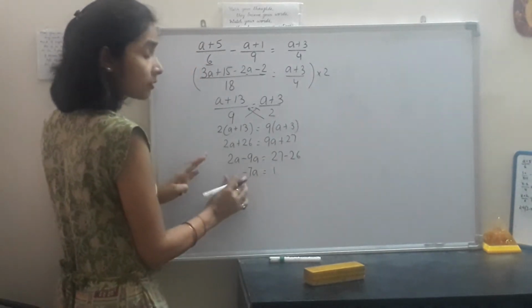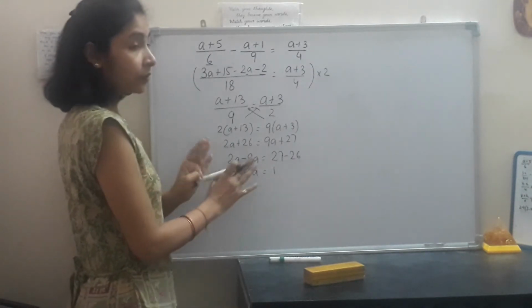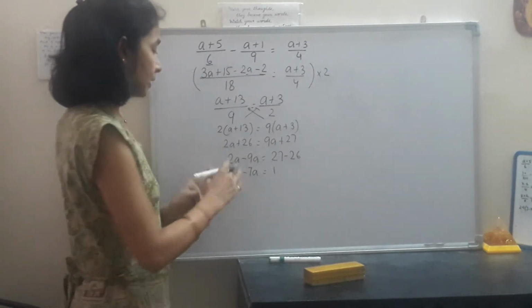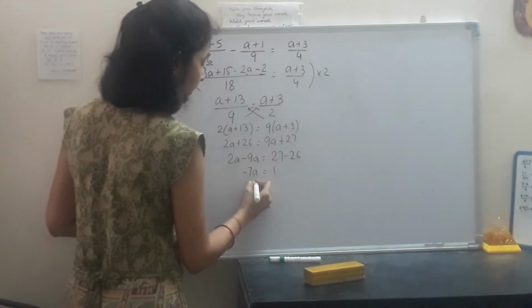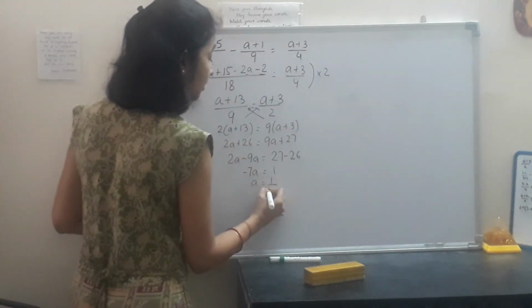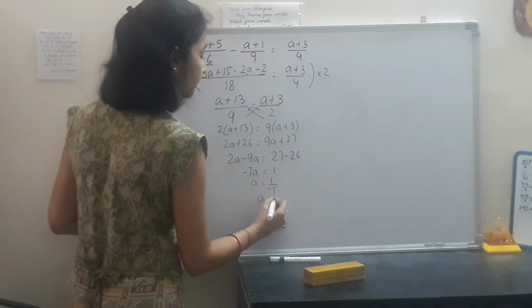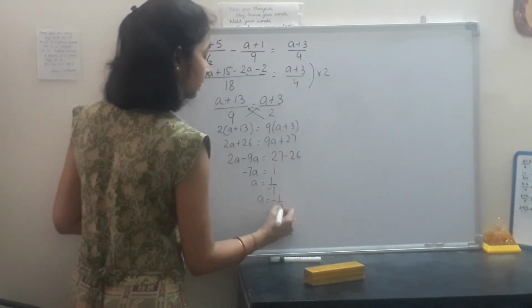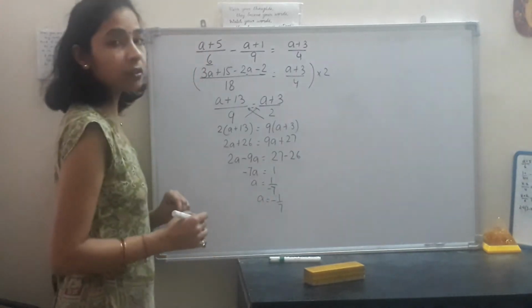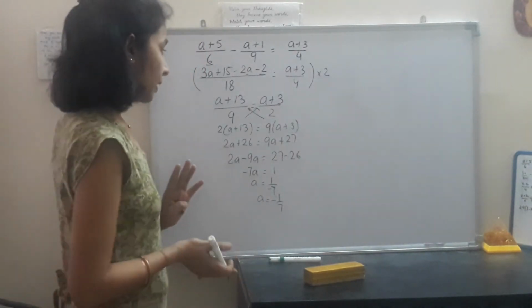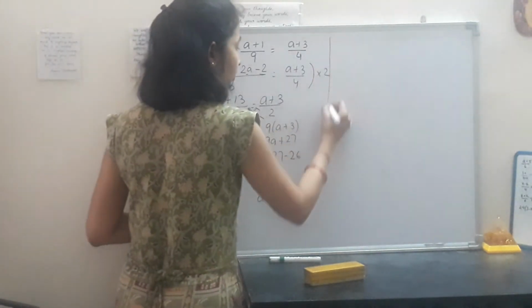Here we have a minus sign, but we want the value of a, not of minus a. So the minus will go with 7 on the other side. So a is equal to 1 upon minus 7, or we can also write it as a is equal to minus 1 upon 7, because if the denominator is negative then the whole fraction is negative. So this was the first problem.